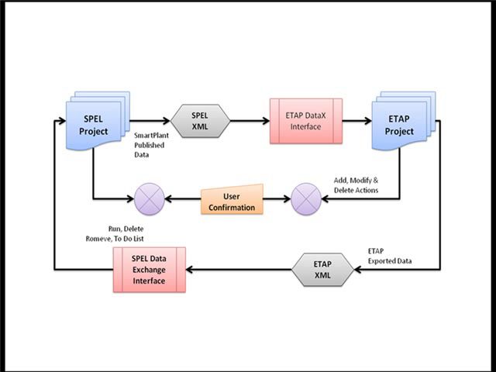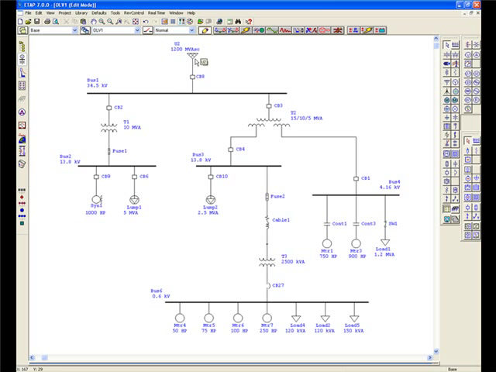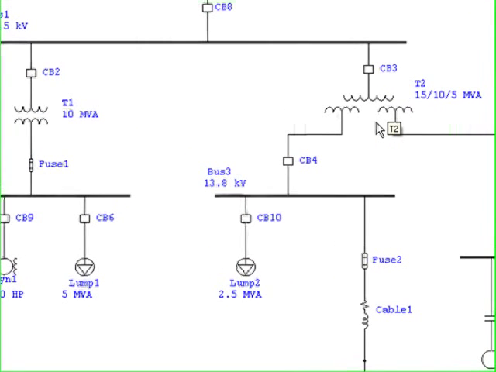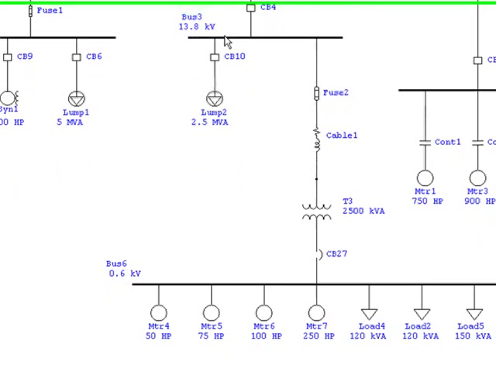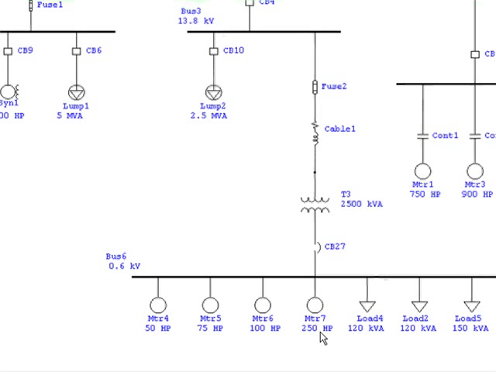In this example, the project has been initiated in ETAP. The network contains a power source, branches, bus bars, and different types of loads such as motor, static load, and lump load.